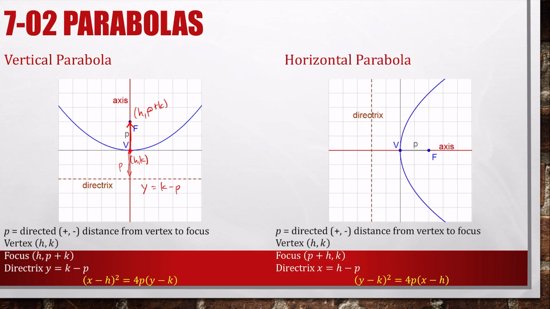If it's horizontal, it's the same idea, only it opens left or right, with the axis of symmetry being horizontal. P is still the distance from the vertex to the focus. It'll be positive if it opens towards the right, and negative if it opens towards the left. And you can see now for the focus we add p to the h instead of the k. The directrix is now vertical. And you can see in the horizontal equation, the (x minus h) and the (y minus k) have been switched.